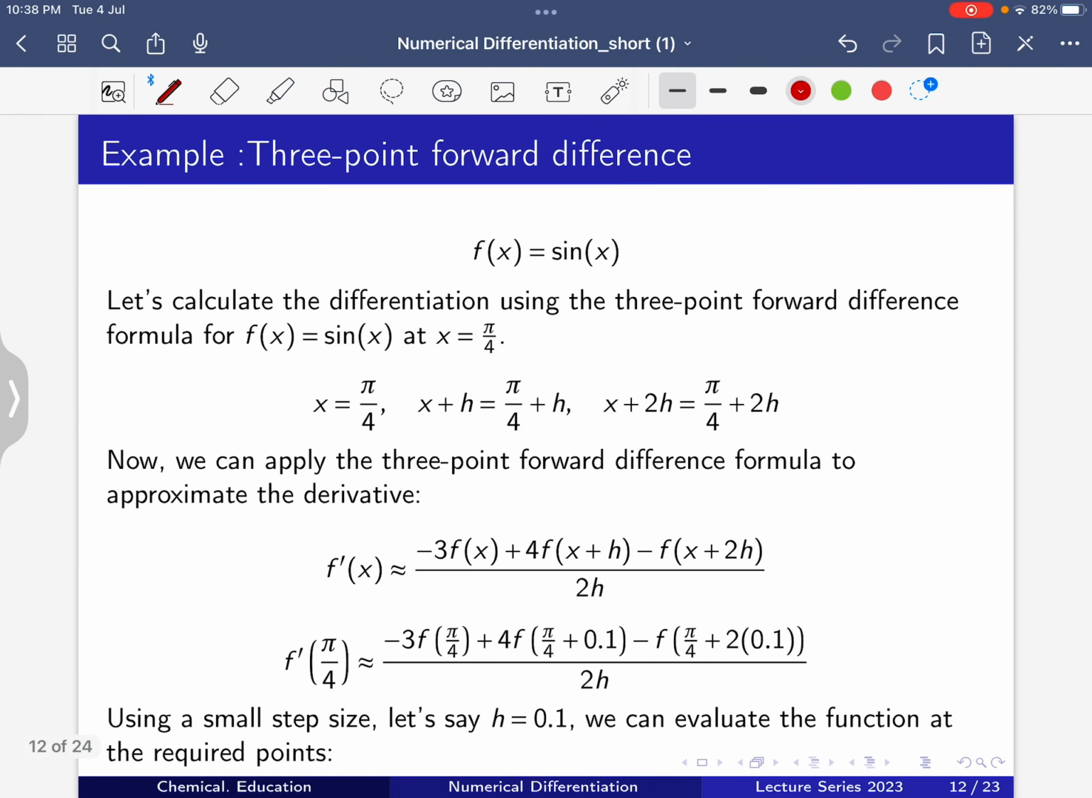Next, the 3-point forward difference. Remember that the formula is important. If you know the formula, you can easily calculate; if you don't know the formula, you can't. So in the exam or anywhere, when calculating numerical differentiation, you have to remember the formula. f'(x) = (-3f(x) + 4f(x+h) - f(x+2h))/2h. Again x = pi/4 and f(x) = sin x, so sin(pi/4), sin(pi/4 + 0.1), sin(pi/4 + 0.2), divided by 2h.